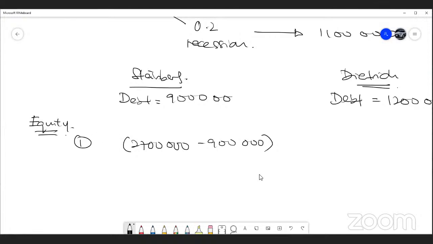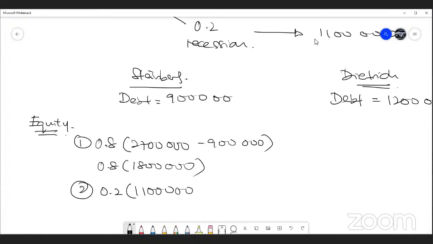All right, 0.8. So there's a chance of you having, how much is this? 1.8 million. There's a chance of them having 1.8 million. Okay. Scenario 2, 0.2 chance, or 20% chance of it having 1.1 million. Deducting the debt, you're left with 200K basically. So 0.2 multiplied by 200K.